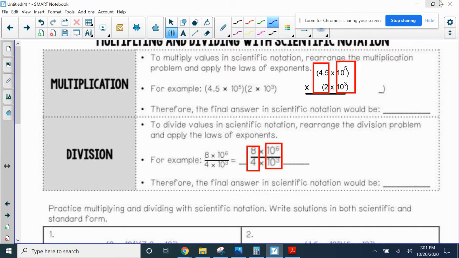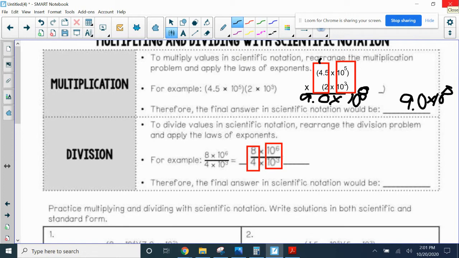So I'm going to multiply 5 times 2 like I normally would. 2 times 5 is 10. Carry the 1. 2 times 4 is 8, plus the 1 we carried is 9, so 9.0. Bring down our times sign, and then we know when we're multiplying like bases with different exponents, we keep the base and add the exponents. So you're going to say times 10 to the 5 plus 3 is 8. So we're left with 9.0 times 10 to the 8th. All right, so that's our final answer.